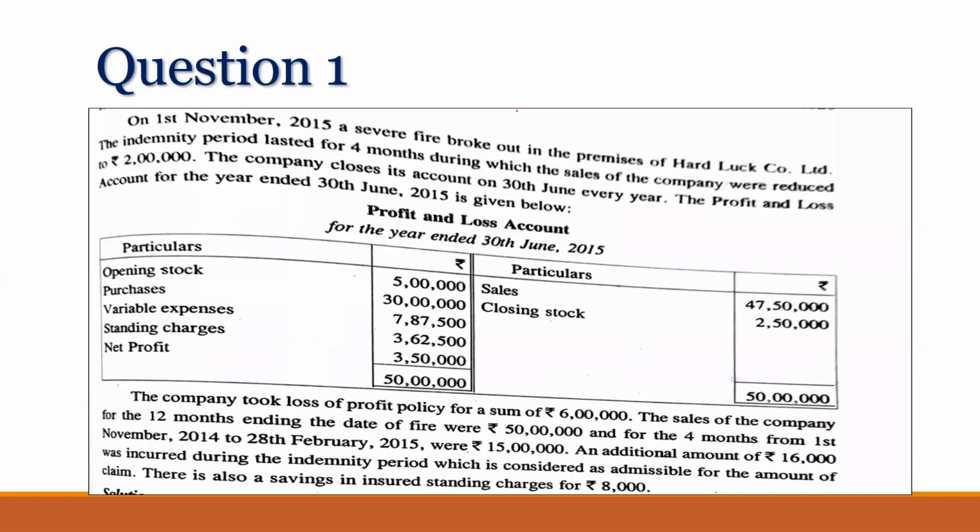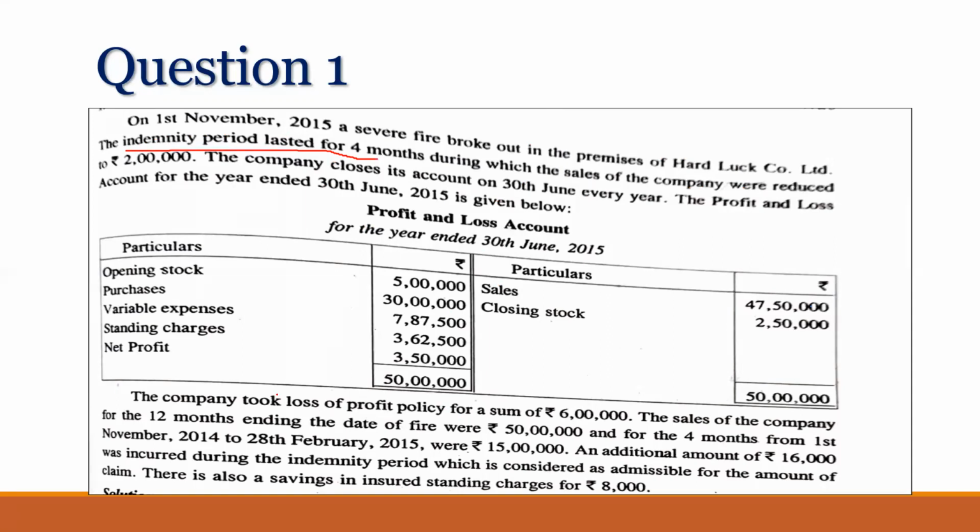On 1st November 2015, a severe fire broke out in the premises of Hardler Company Limited. The indemnity period lasted for 4 months, during which the sales of the company were reduced to 2 lakh. So remember, the indemnity period here is 4 months. The company closes its account on 30th June every year. The profit and loss account for the year ended 30th June is given below. So here we have the opening stock, purchases, variable expenses, standing charges, net profit, sales, and closing stock.